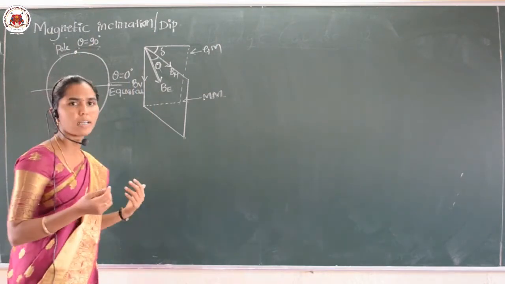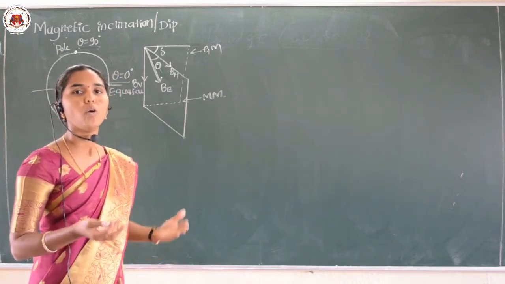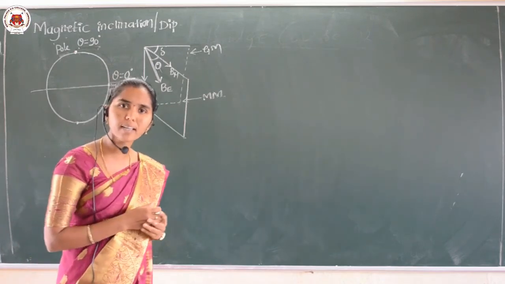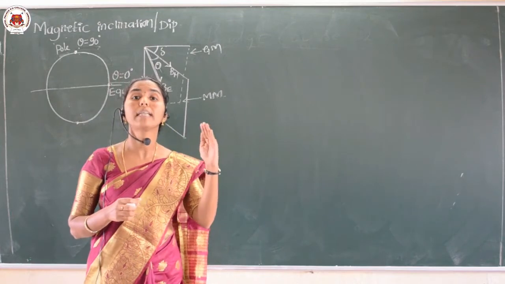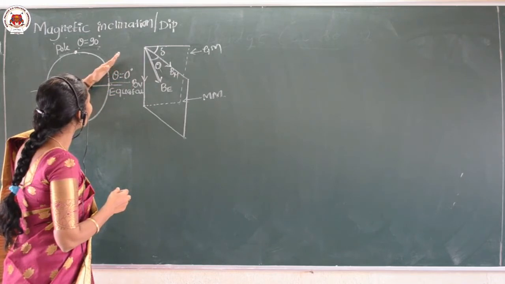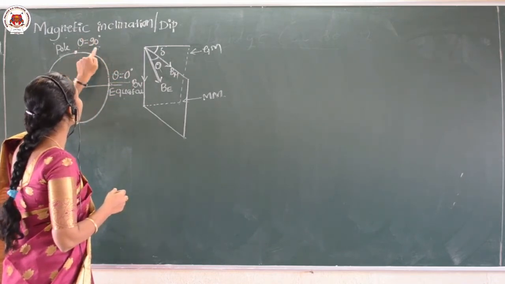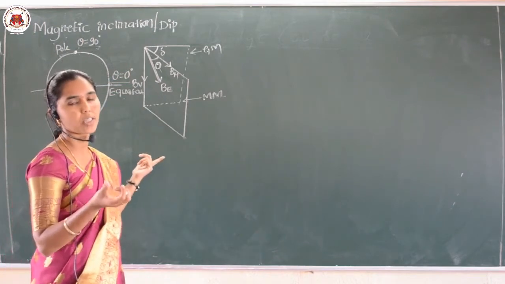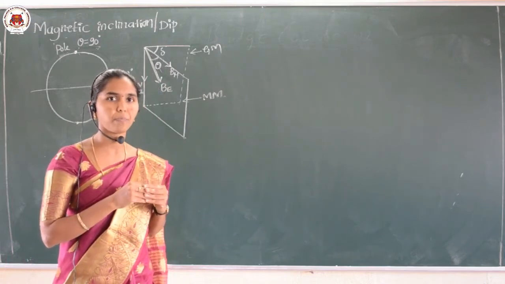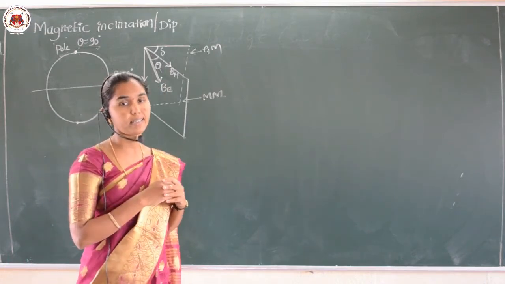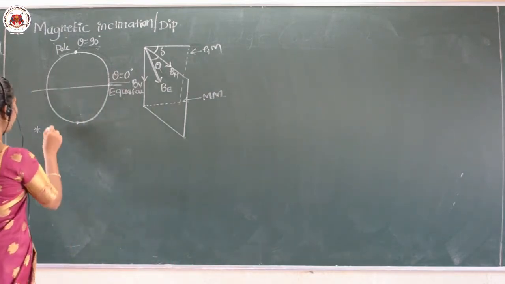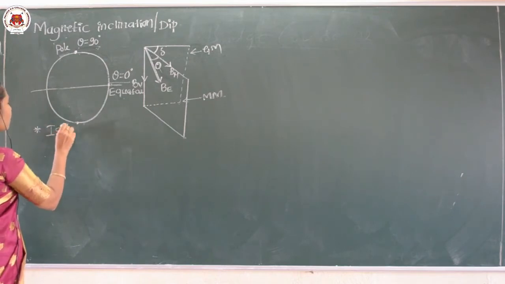Then if the question comes, what happens to the dip angle when the magnet moves from the equator to the pole region? There the dip value goes on increasing, because assume here is the magnet, when it is moving slowly from the equator to the pole region, definitely the theta value increases. That is, the dip value is maximum at the pole and minimum at the equator. Am I clear, dear students? Yes. Then moving to the next related point, that is isoclinic lines.